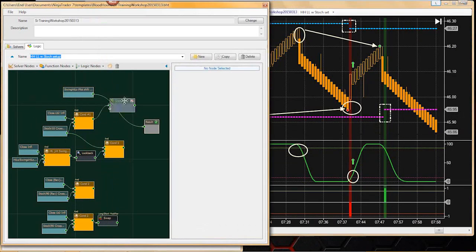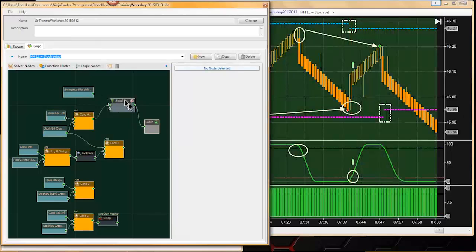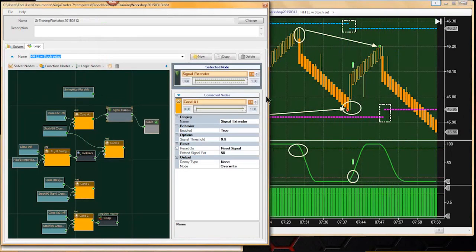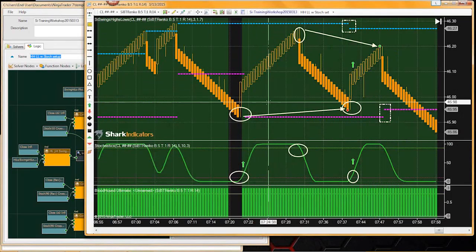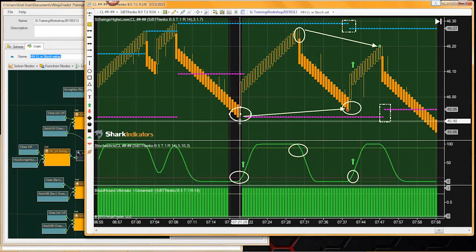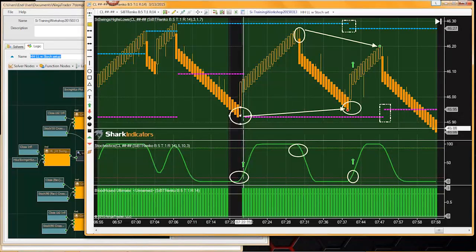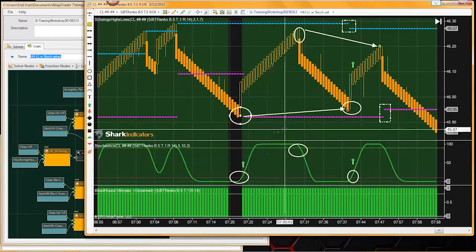All right, so let's take a look at this signal extender here. Right, so we can see once again condition 1 happens, and our signal extender essentially turns on.